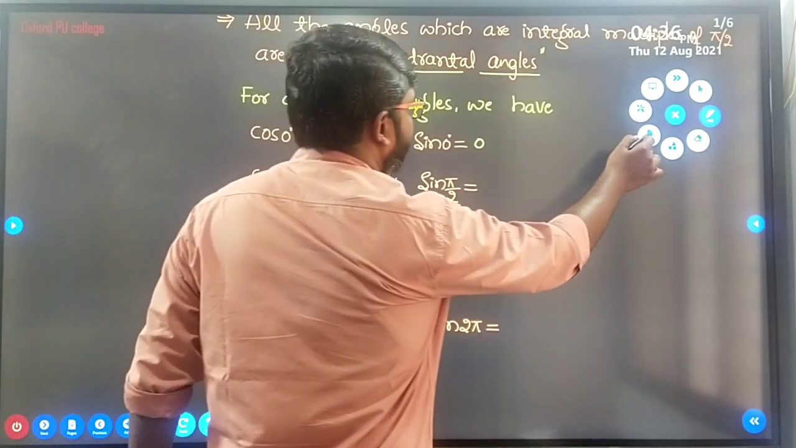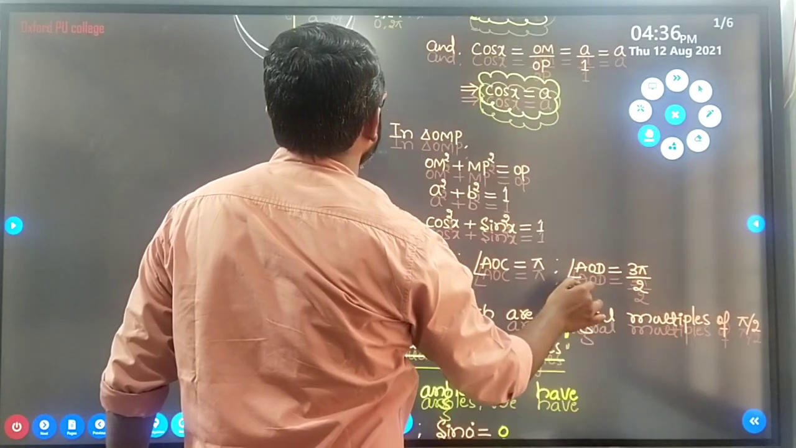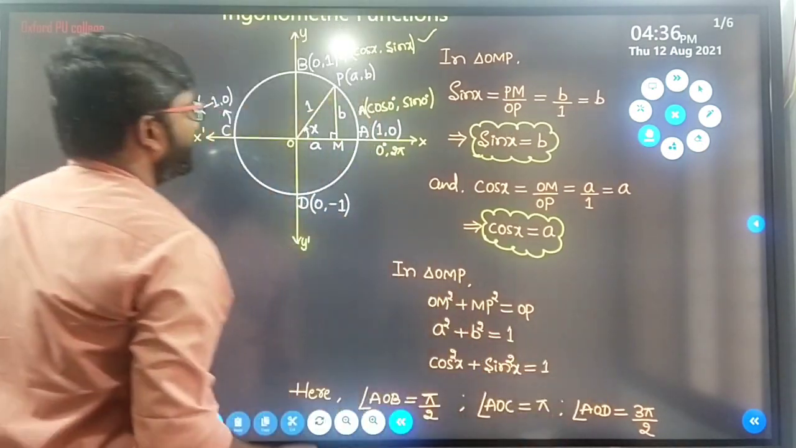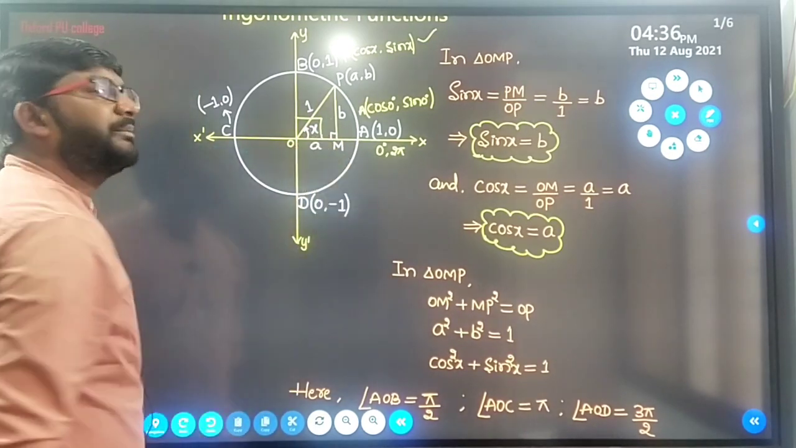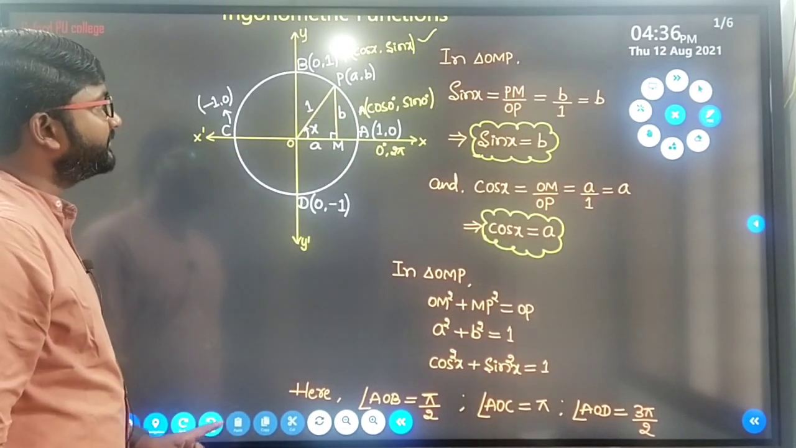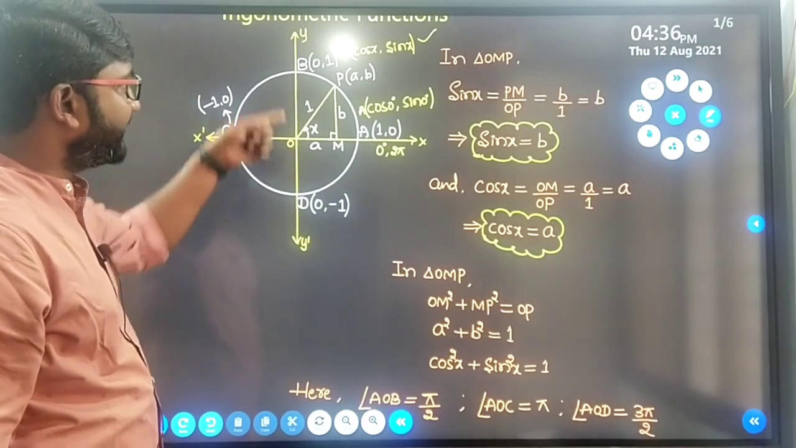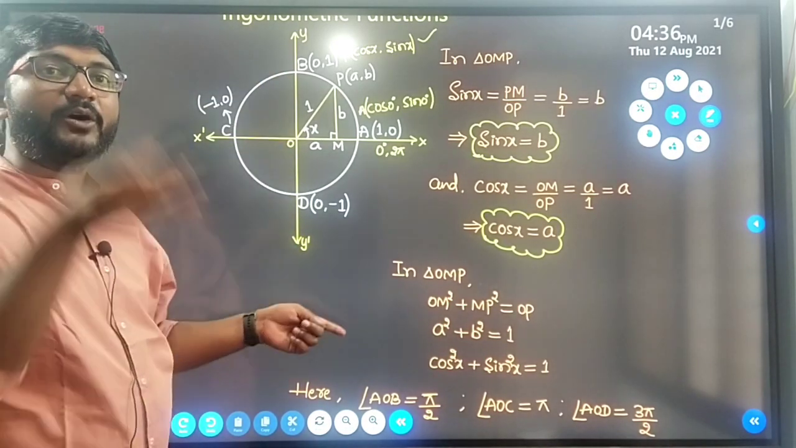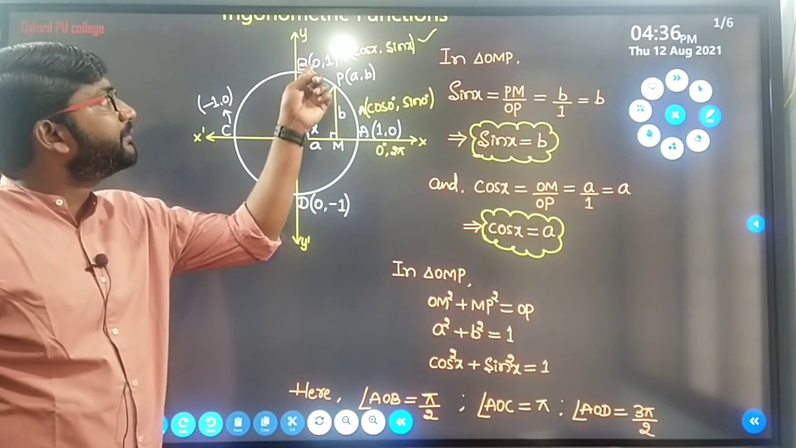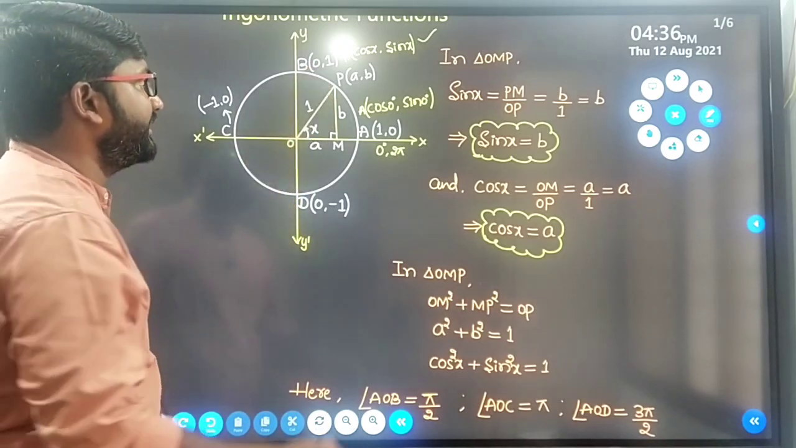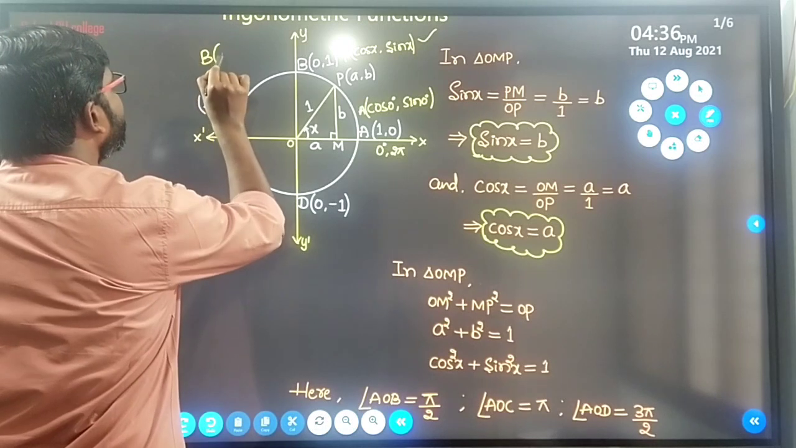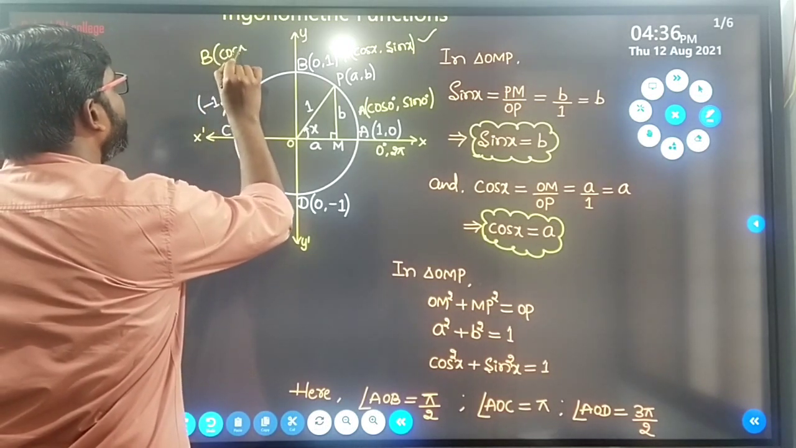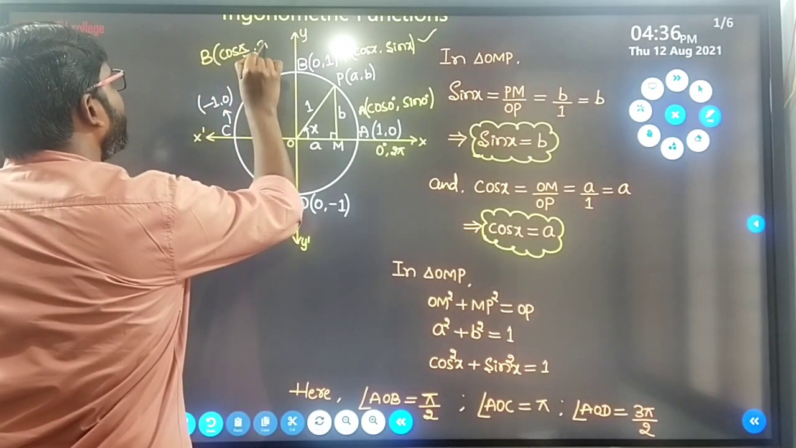Now again come back to the unit circle, pi by 2. So till here it will be pi by 2. This entire angle is going to be pi by 2. Pi by 2 means you are on the y-axis. On the y-axis, the x coordinate must be 0. So here the coordinates of the point B can also be written as cos pi by 2 comma sin pi by 2.